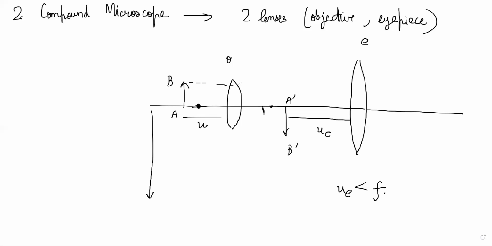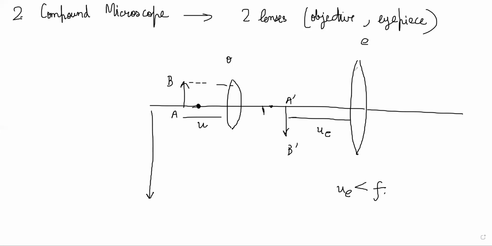But this is what will happen. You will first place the object just beyond the focal length so that its image will form somewhere between C and F, but it will be inverted, and this is a real image. And then this image should fall inside the focal length of this eyepiece.